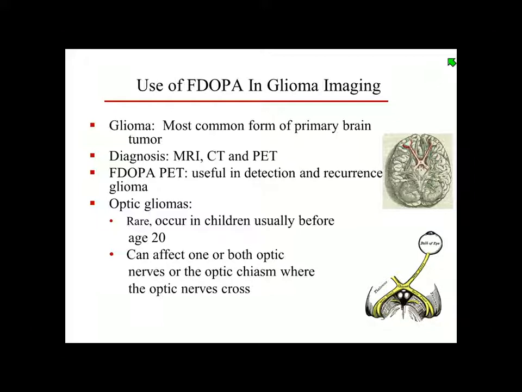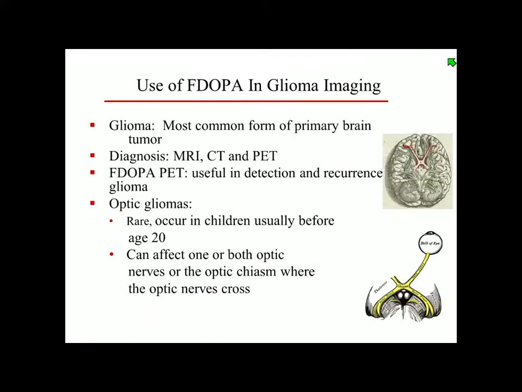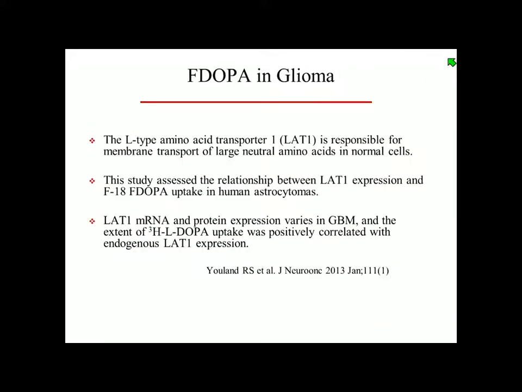Rare, occurs in children usually before the age of 20, and can affect one or both optic nerves, and again, essentially the optic chiasm, which is, excuse me. Maybe by the time I'm done, I'll get it right. Okay, the chiasm. So you can see a localization either in the optic area or in the chiasm.